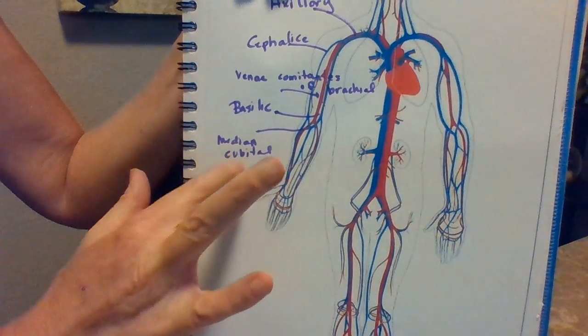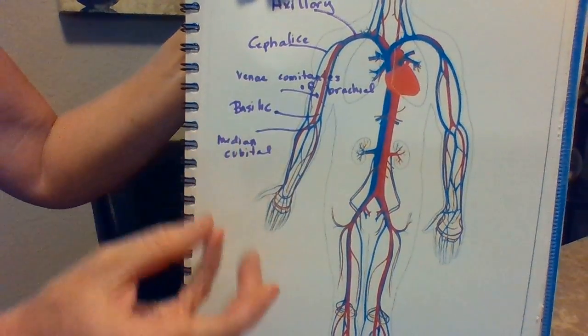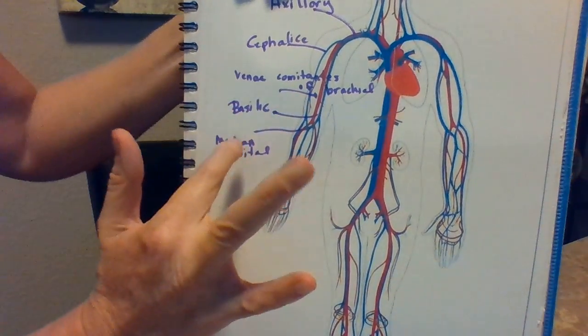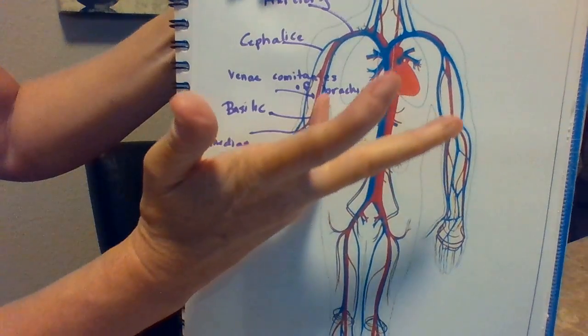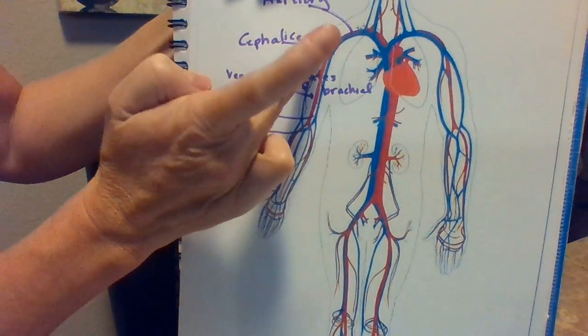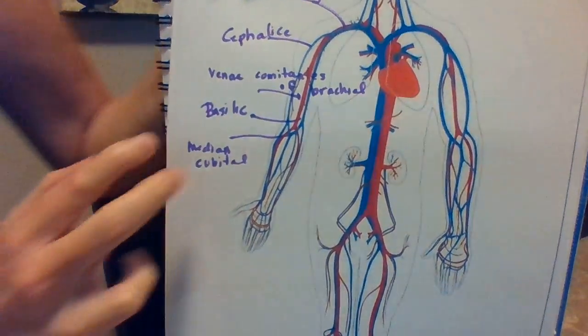The cubital is going to be the vein that's going to hit right here. And again, on the upside, it's going to go into the brachial. That cephalic is going to be way out here, and then it's going back into our axillary.